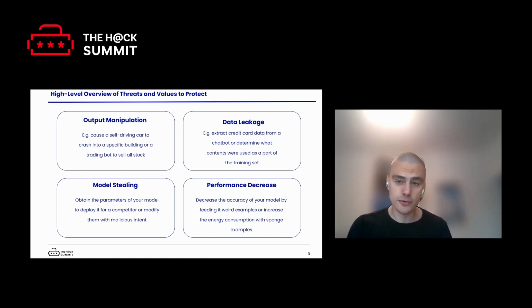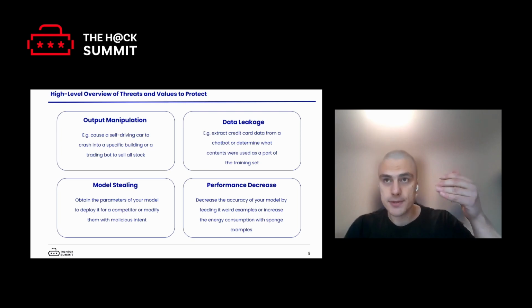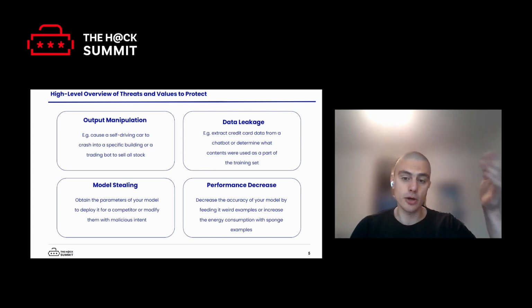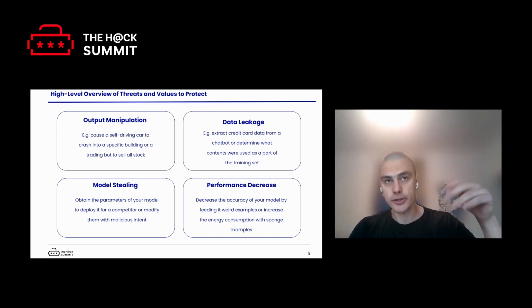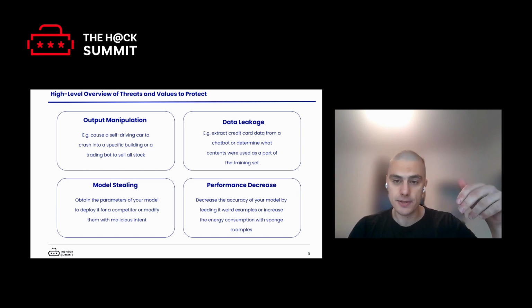We're also seeing quite a lot of threats in terms of data protection in the form of data leakage, where the model has access to some private information of your company and is exploited by adversaries to get access to this information, to get access to the information of your users, obtain credit card information, for example, or determine what contents were used as part of the training set.